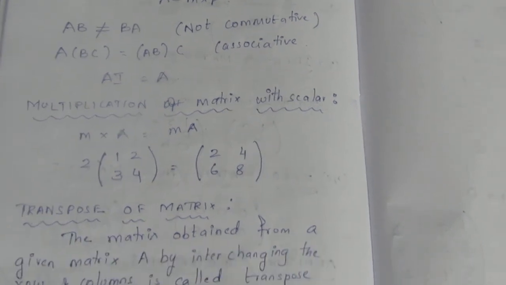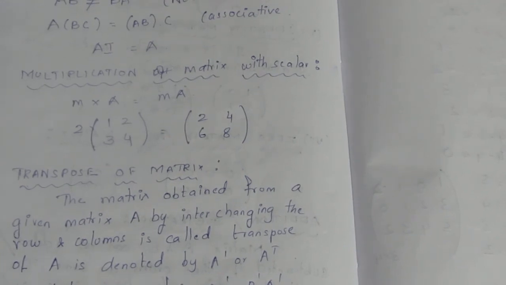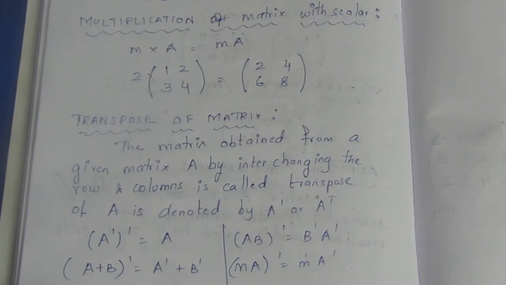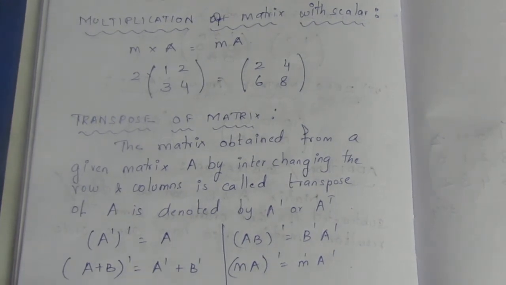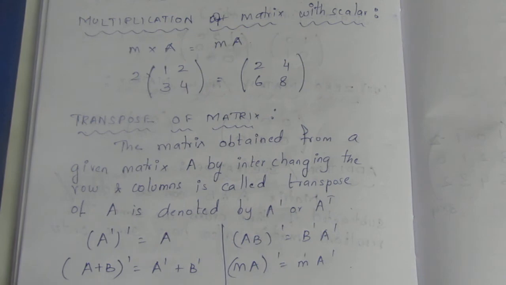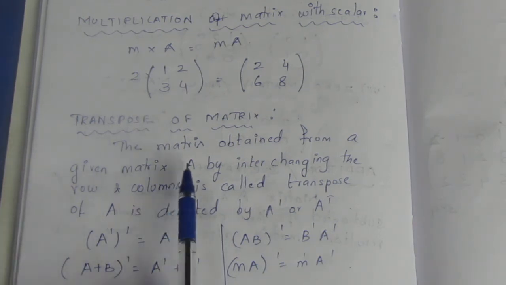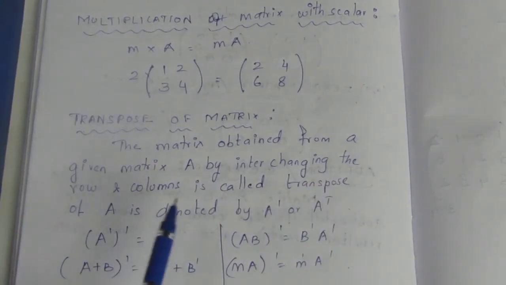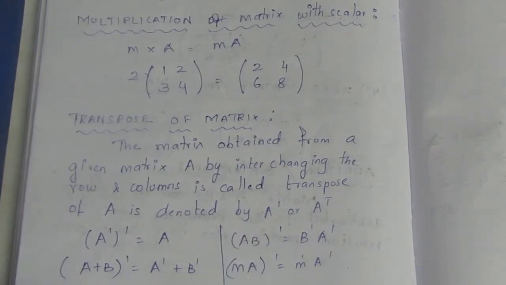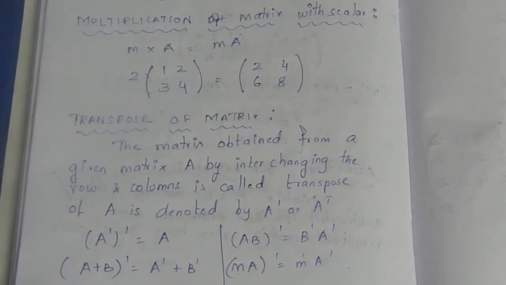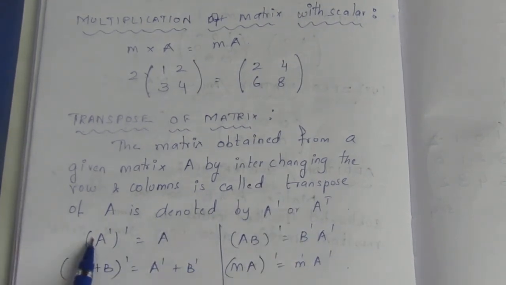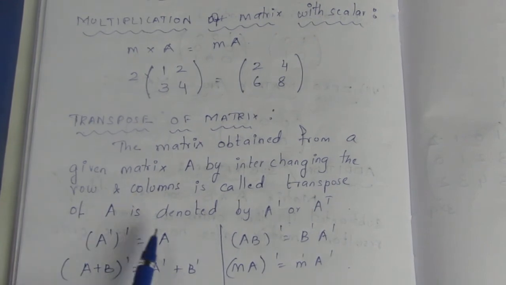Now the transpose of a matrix. The transpose is nothing but changing the row to column and column to row. Interchanging the rows and columns is called the transpose. Transpose is denoted by A dash or A power T. A power T is A transpose. So transpose is denoted by this. The transpose of A transpose is equal to A.